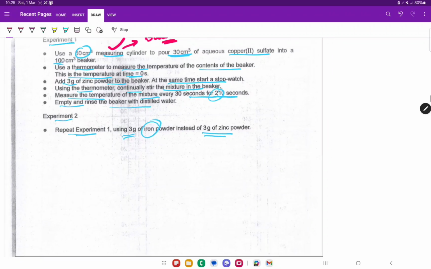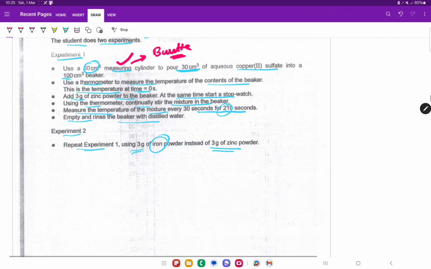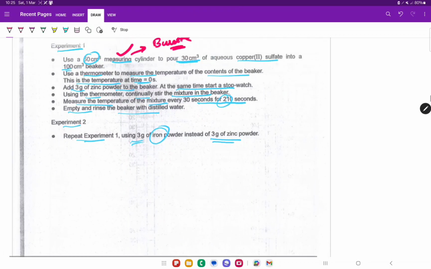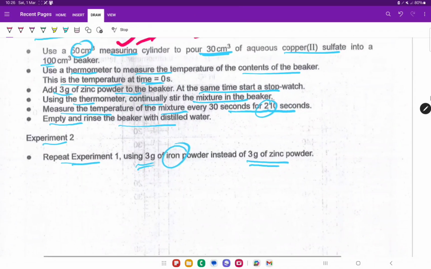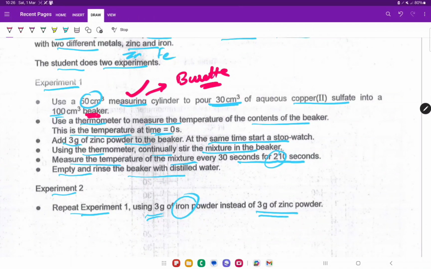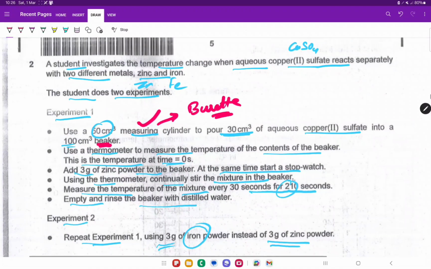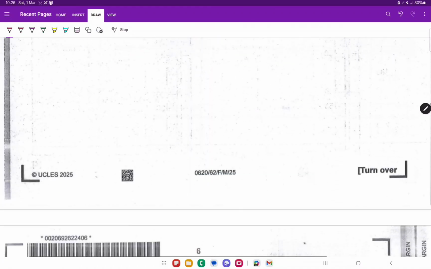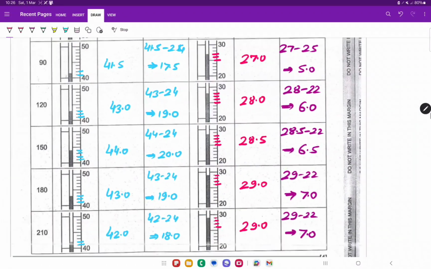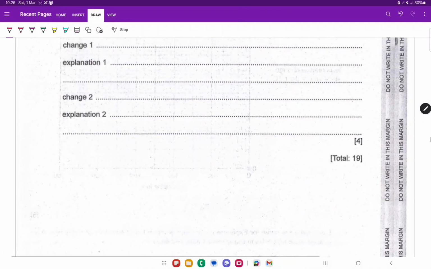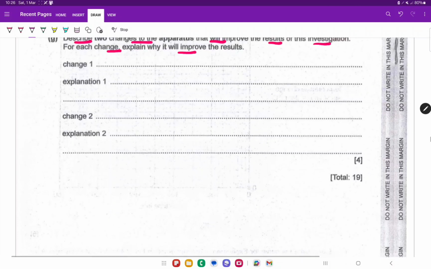Next, what is taken? He's taking a glass container, a beaker. Now instead of a beaker, if I take a styrofoam cup with a lid, it is an insulating cup, it prevents heat loss or causes less heat loss. Therefore, we can replace it with a styrofoam cup. So the 2 pointers which I will write here are, change number 1 is using a burette.